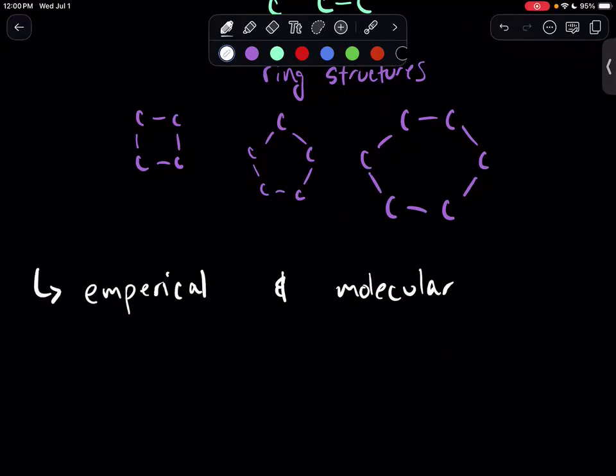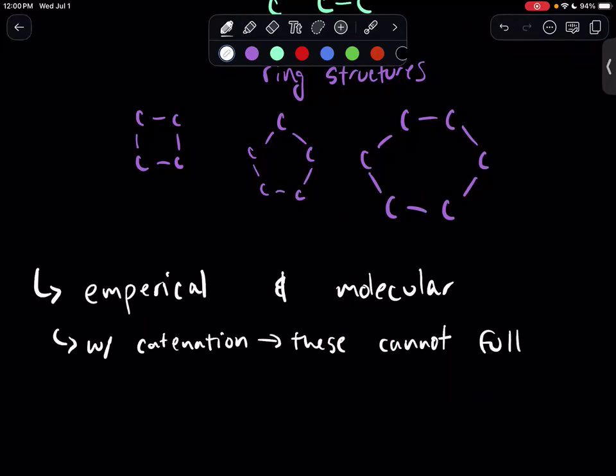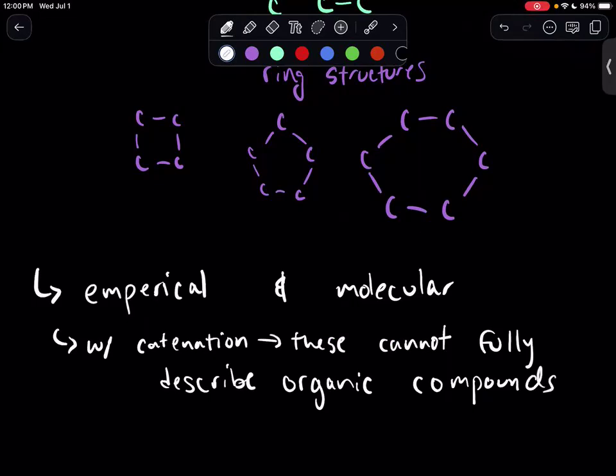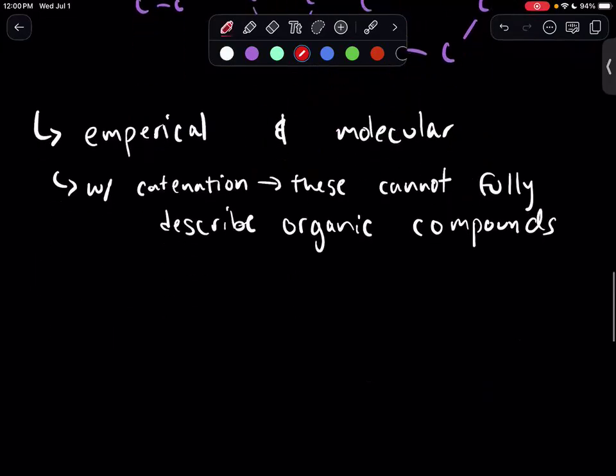Now, with catenation of carbon, these do not describe everything. So with catenation, these cannot fully describe organic compounds. You might be saying, well, what do you mean? And I'll show you with a quick example.